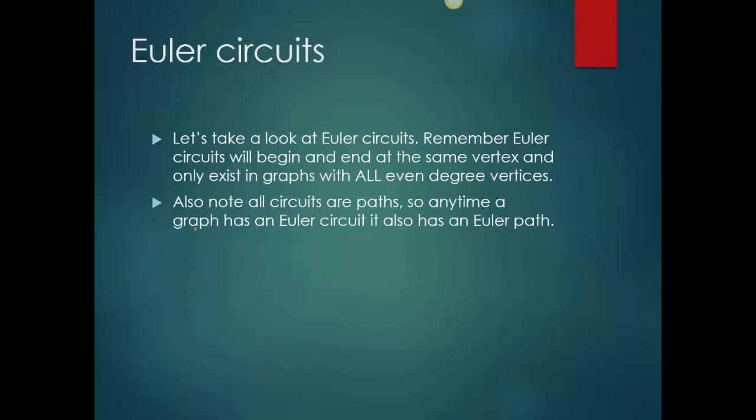Okay, so let's move on to Euler circuits. I just want to remind you of a few things before we start. Euler circuits begin and end at the same vertex and only exist in graphs with all even degree vertices. I also want you to note that all circuits are paths. So anytime a graph has an Euler circuit, it immediately has an Euler path.